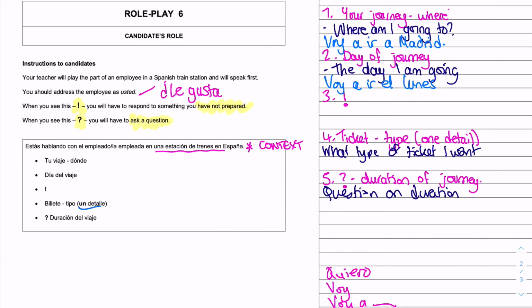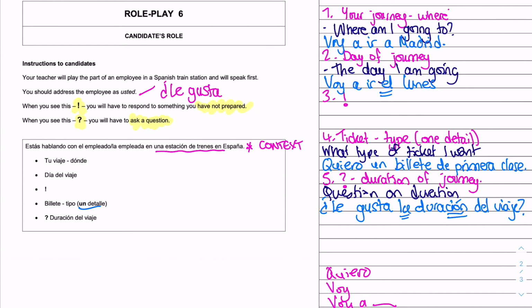I remember when we go on a day of the week in Spanish, we just say, I am going the Monday, rather than on Monday. So whenever my ticket type, I'm thinking I want a first class ticket. And the question, remember, we're going to use le gusta because it's usted this time. And then that we don't say, do you like duration of the journey? We say, do you like the duration of the journey? So we have to put our article in. Those nouns that end in CION are often feminine. So I'm going to put la. And there we have it.